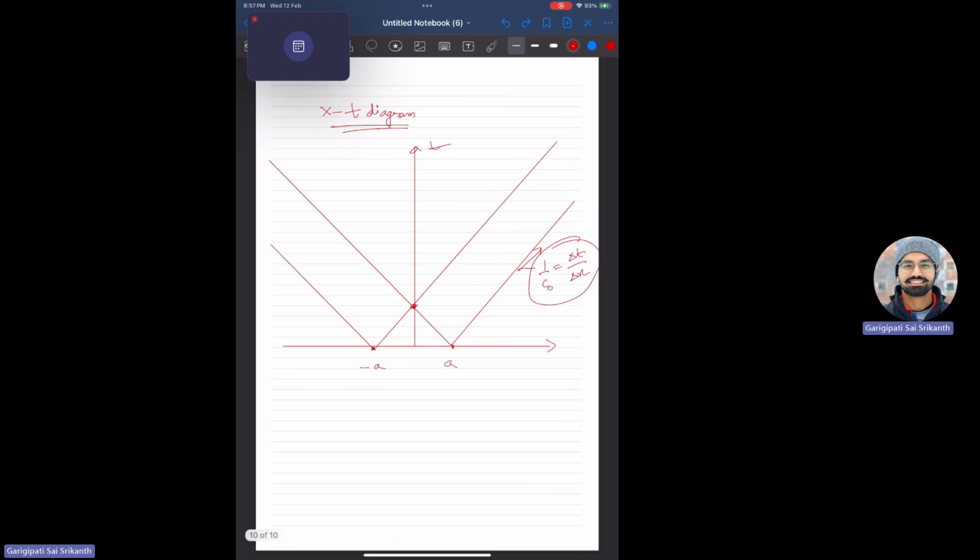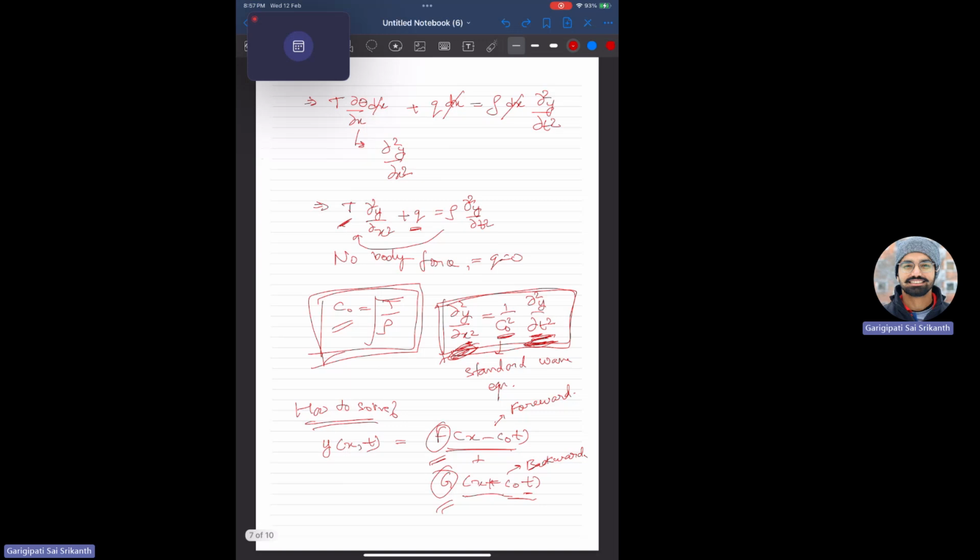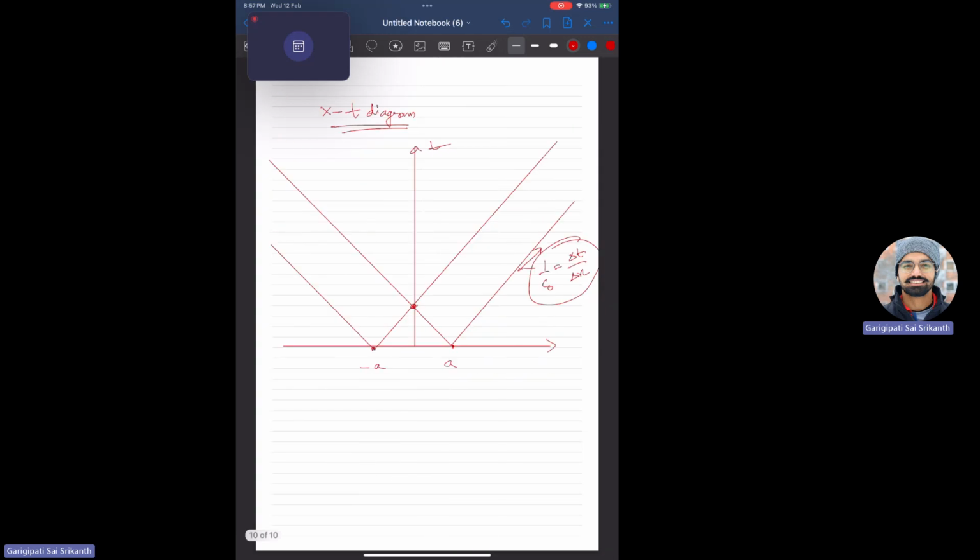Later we'll have a look at another system. What is important to note is we assume a particular wave speed c naught, so this is a non-dispersive example. We'll have a look at some system later which is a dispersive case. Then I think a lot more clarity will come.